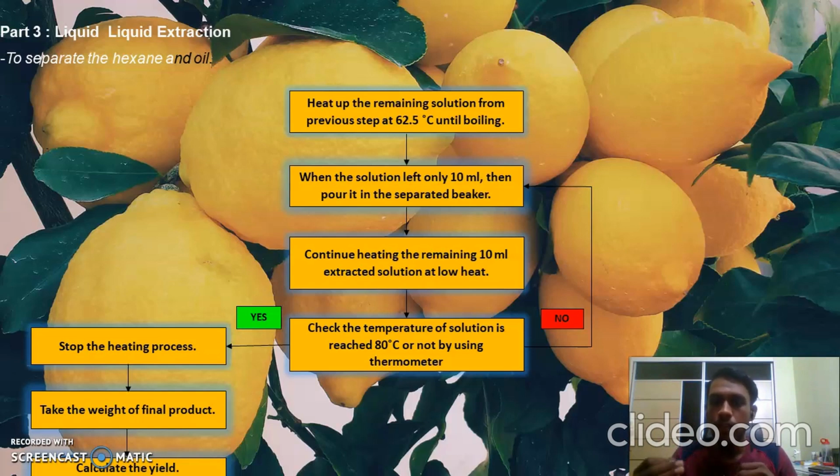So when the solution is left with only 10 ml, pour it into a separate beaker. Continue heating the remaining 10 ml extracted solution at low heat. Check whether the solution temperature has reached 80 degrees Celsius or not using the thermometer. If no, repeat the experiment. When the solution is left with 10 ml, pour it into a separate beaker. If yes, stop heating, take the weight of the final product and calculate the yield. So that is the final product that we achieve, which is citrus lemon oil.